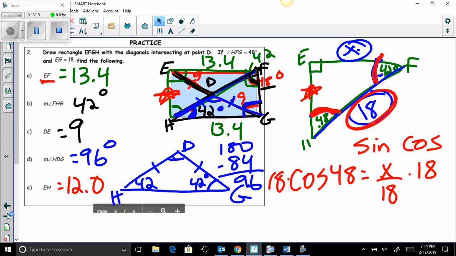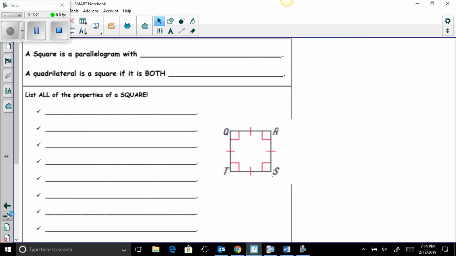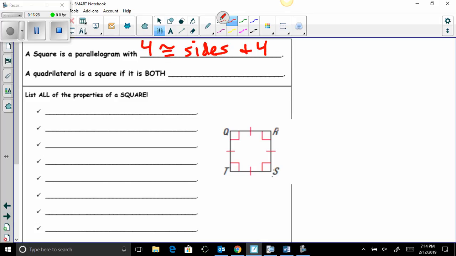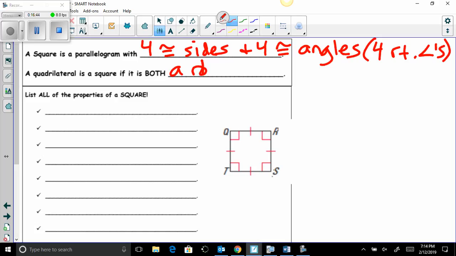All right, moving right along to square. A square is a parallelogram with 4 congruent sides and 4 congruent angles. And think about those 4 congruent angles. They all have to be what? Right angles, so they're all 90 degrees. A quadrilateral is a square if it is both a rhombus and a rectangle. So keep that in mind. A lot to remember here.